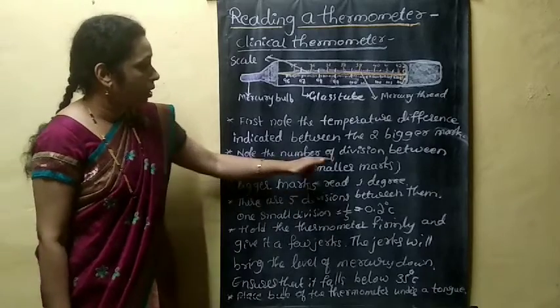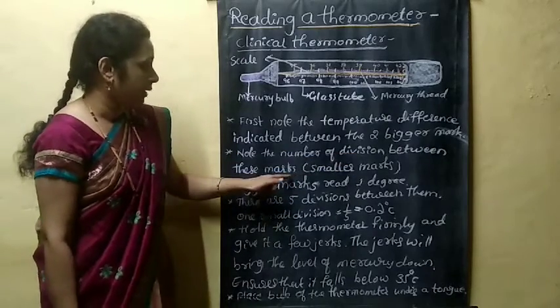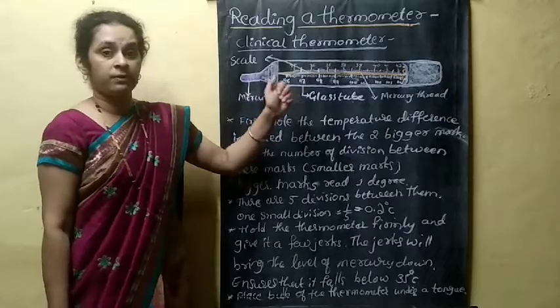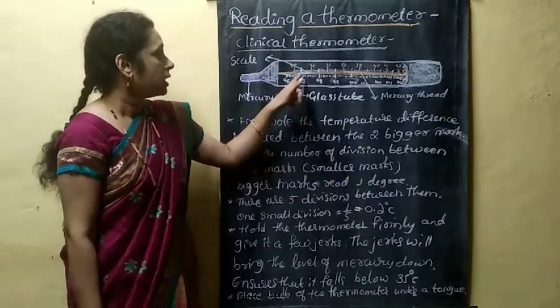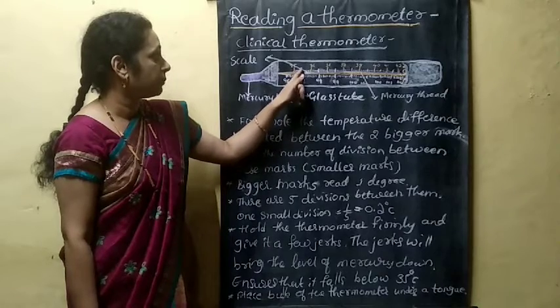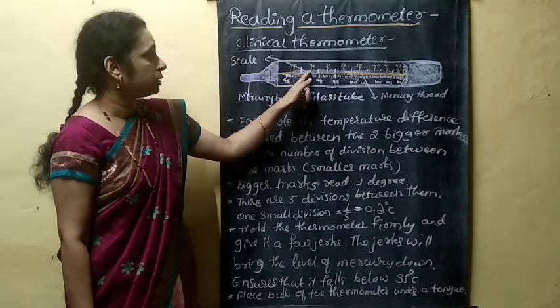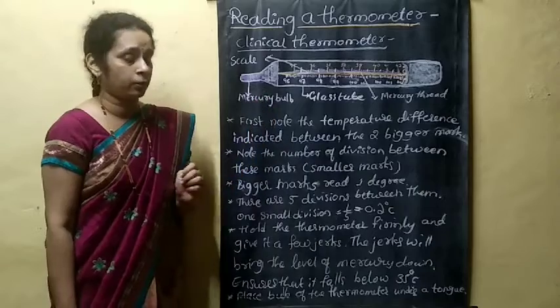Next, note the number of divisions between these marks. How many divisions are in between? You have to consider the smaller marks. Here 1, 2, 3, 4 and then a bigger small line, again 1, 2, 3, 4, again one line. Like that you will come across.